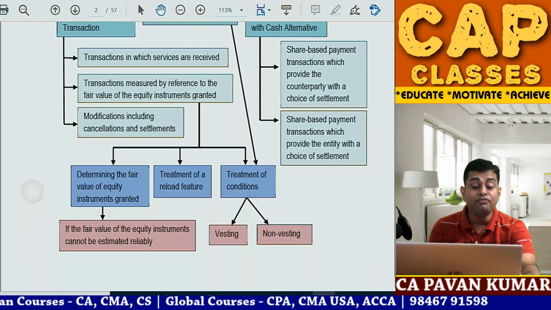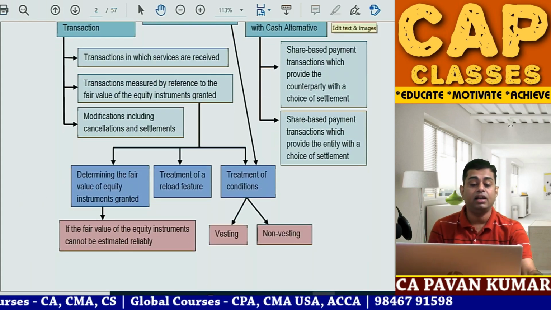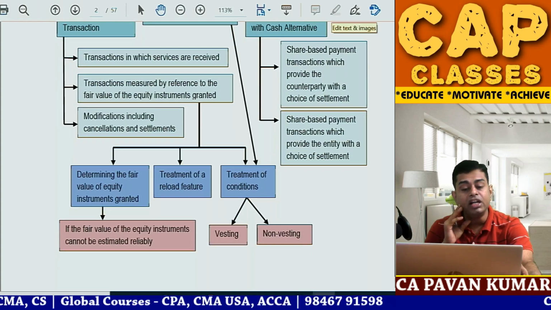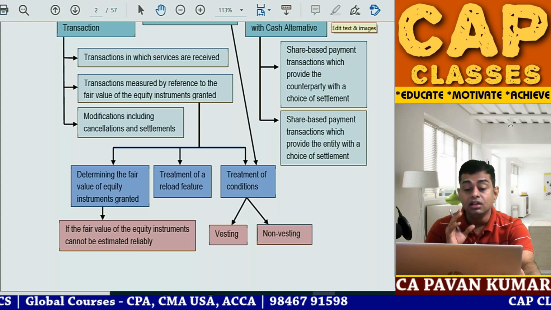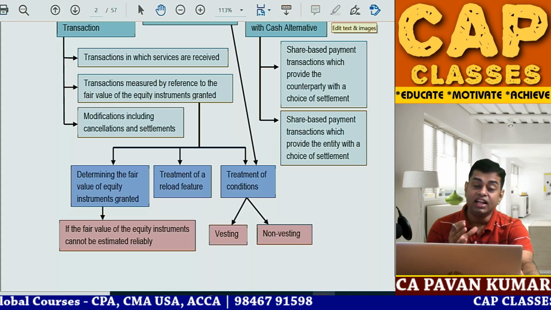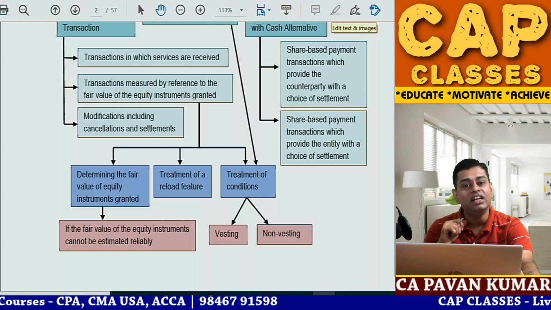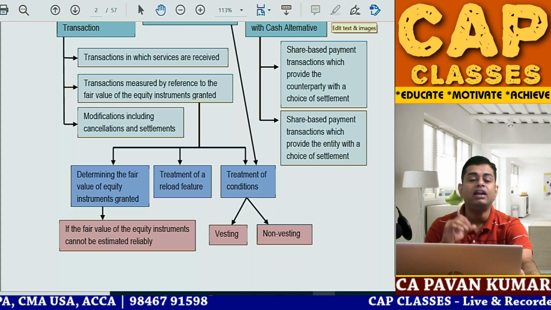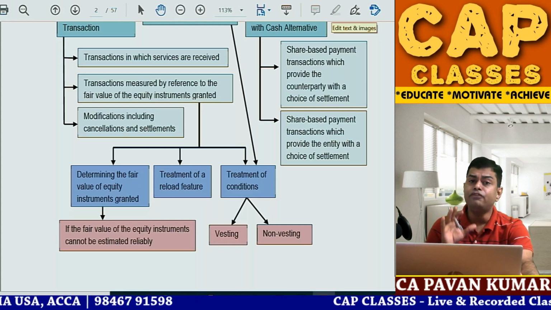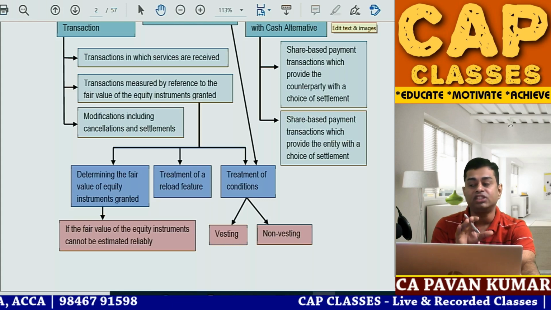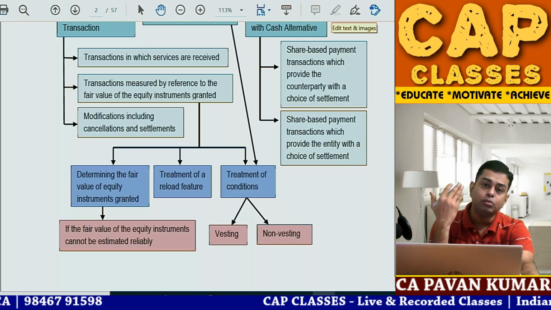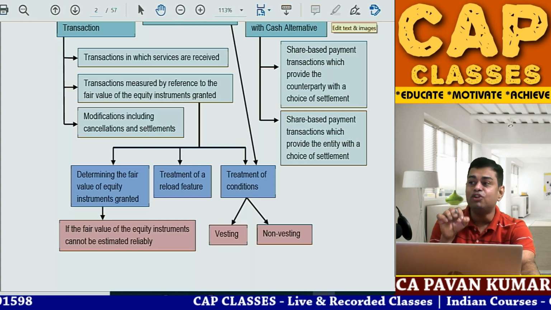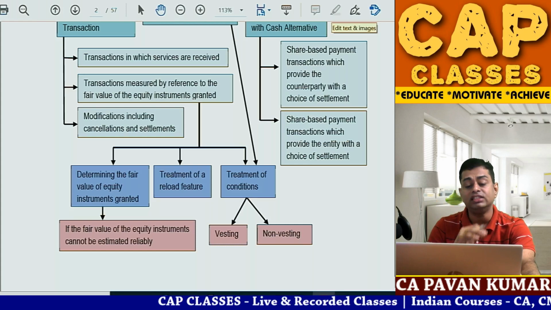So determining the fair value of equity instruments granted, treatment of reload feature. What is reload feature? We'll see. Don't worry about it. Then treatment of conditions. There are two types of conditions: vesting conditions and non-vesting conditions. And there are service conditions and performance related conditions. In performance related conditions, again, market related conditions are there, non-market related conditions are there. If you have studied CA Inter properly, the majority of these things you might have seen in CA Inter. But normally you will not read theory to that depth. So we'll see what all these things are.